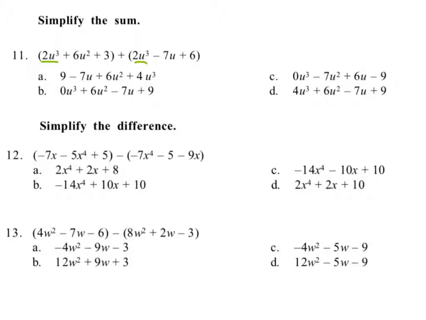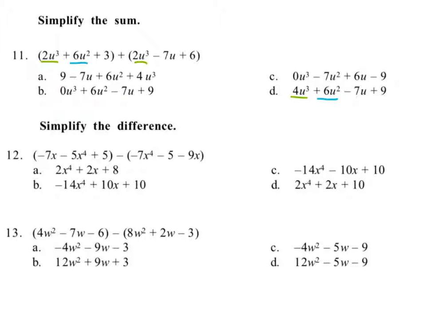We've got 2u cubed and 2u cubed. That becomes 4u cubed. I see that down here at D. And then for the next one, the u squared term, there's only one u squared term. There's no u squared term in the second polynomial. So we just have 6u squared. And I see that also in D.